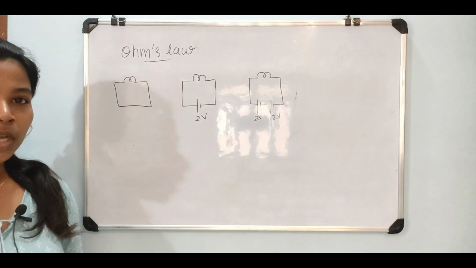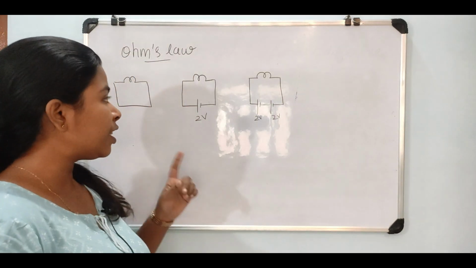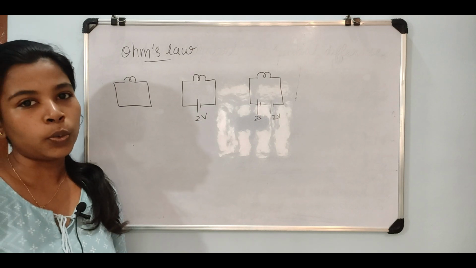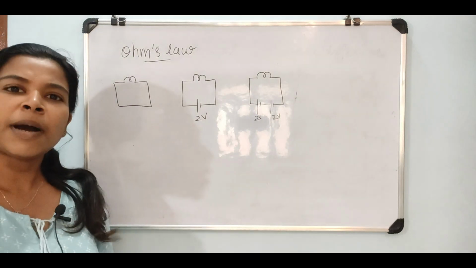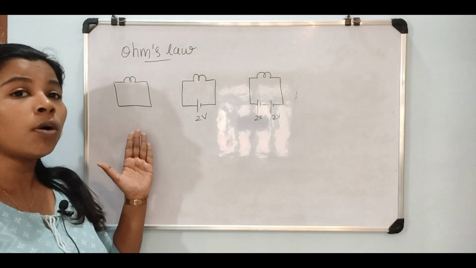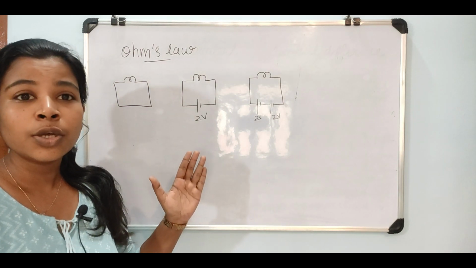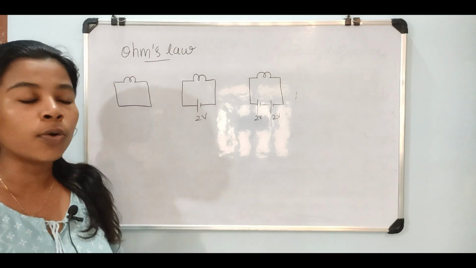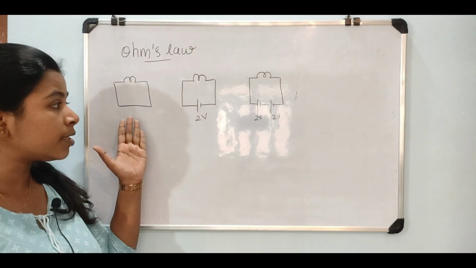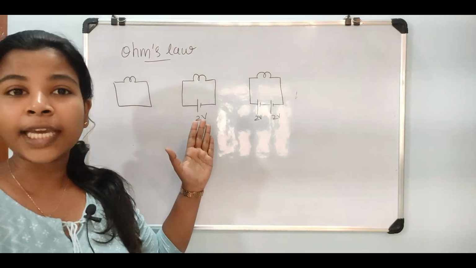Now, what happens in the first case? Will the bulb glow? No, the bulb will not glow. As you can see, there is no potential difference across it. There is no energy source to cause the electrons to flow. So, there is no current in it. But what happens in the second case?